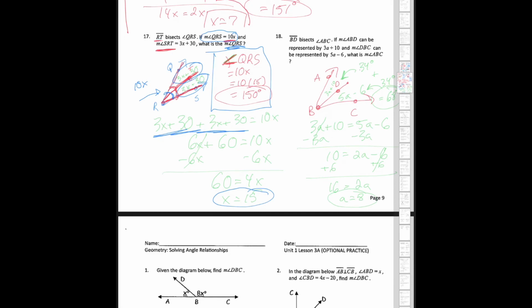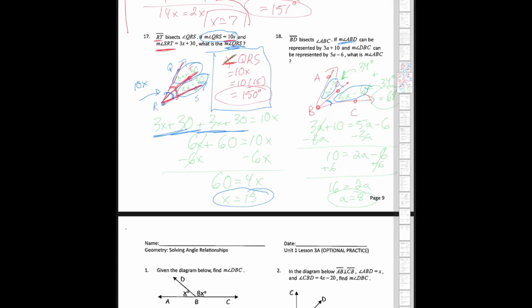Now the last one, we have another bisector. So we have ray BD bisecting angle ABC. As soon as you hear bisect, you should think two congruent angles. If angle ABD can be represented by 3a plus 10, and angle DBC can be represented by 5a minus 6, what is angle ABC? Let's label our picture first. 3a plus 10 is for angle ABD, so we label that here. DBC is 5a minus 6, so that's this angle here.